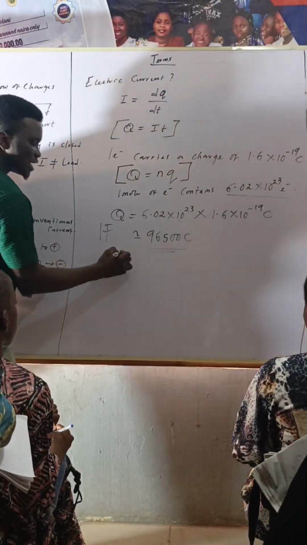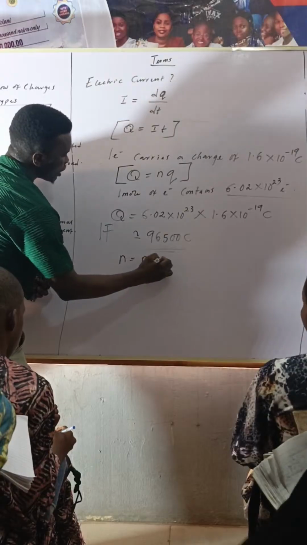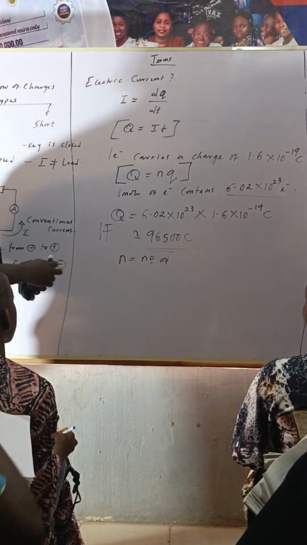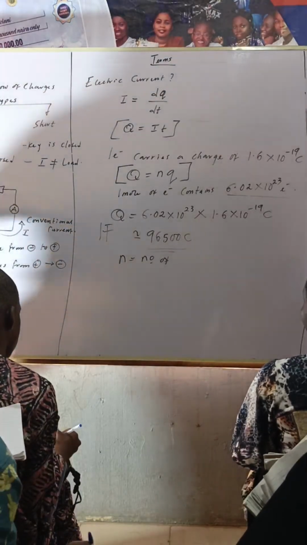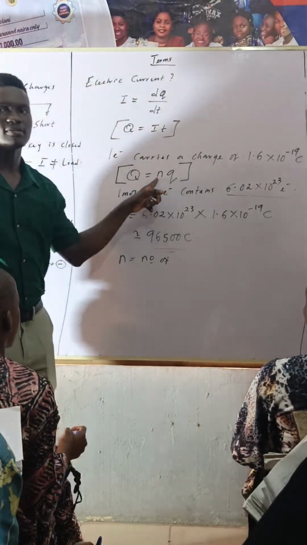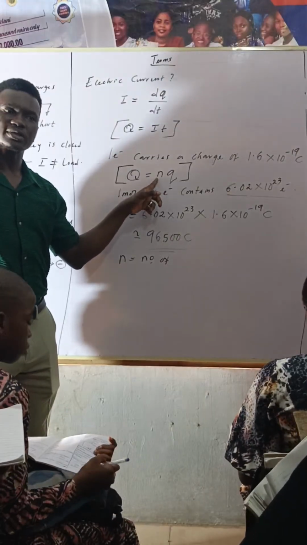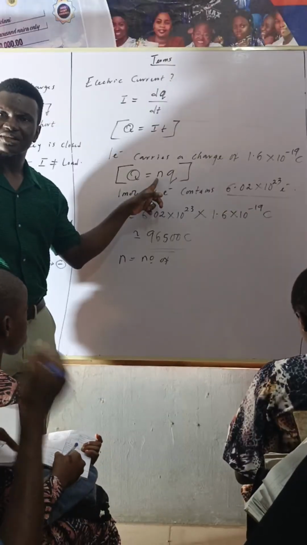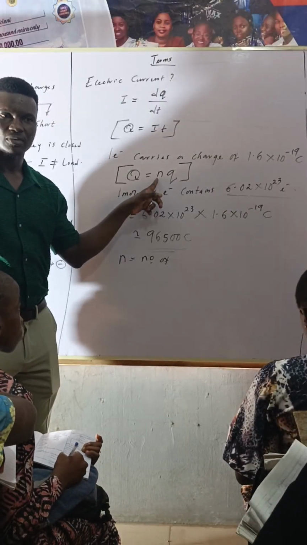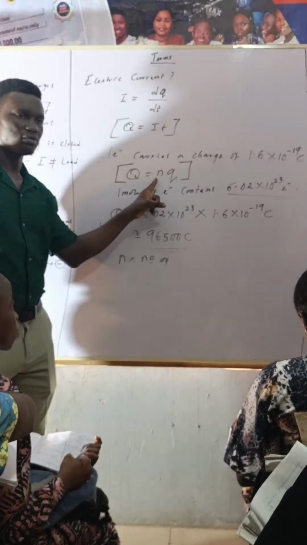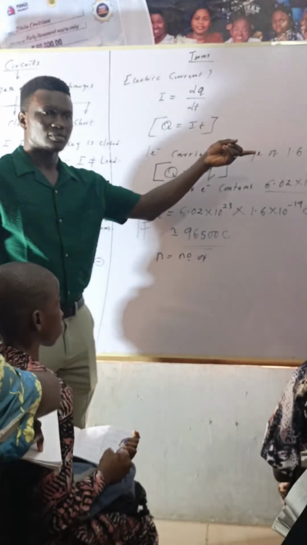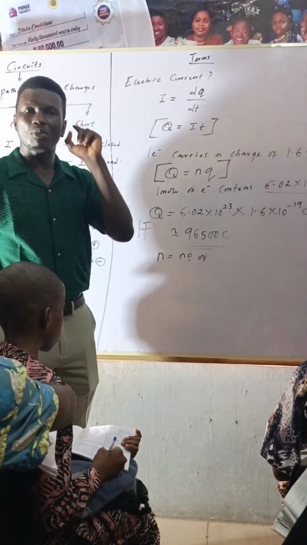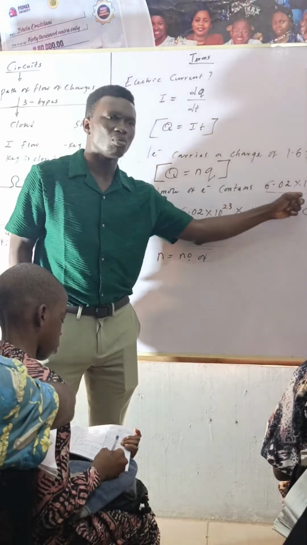Your N represents what? Number of what? I said this N represents what? Is it number of moles? It represents number of electrons. Do you get that? Number of moles is different. 1 mole of electron, you can now multiply it, because 1 mole of electron is not 1 electron. I hope you know that. 1 mole of electron means this is the total number of electrons.